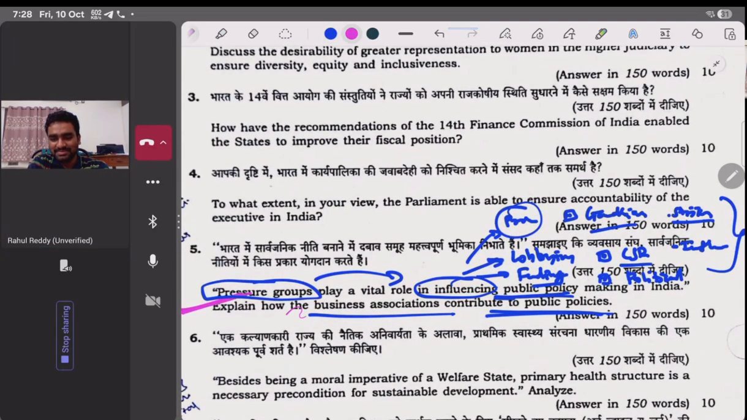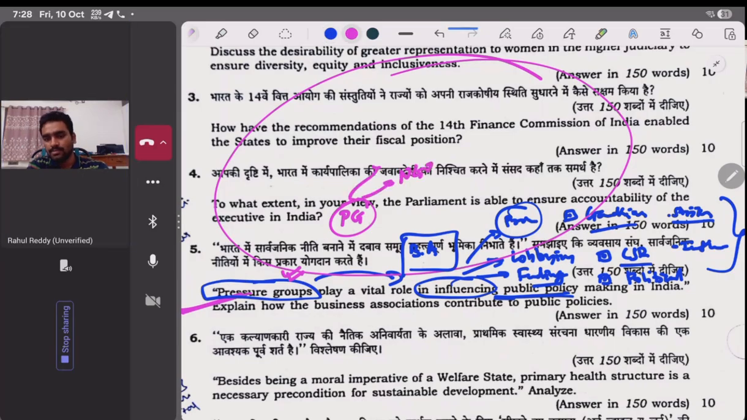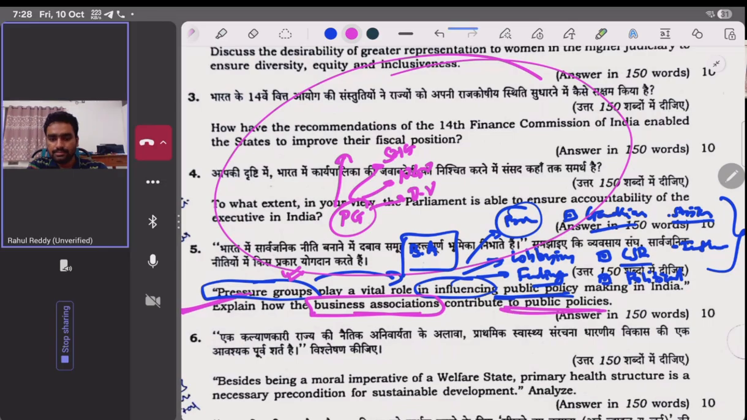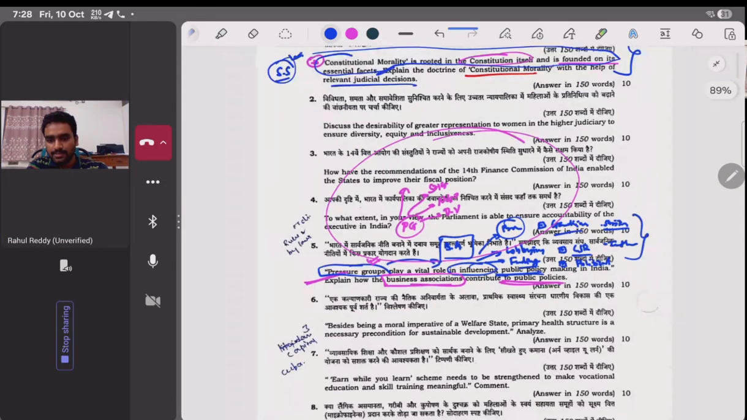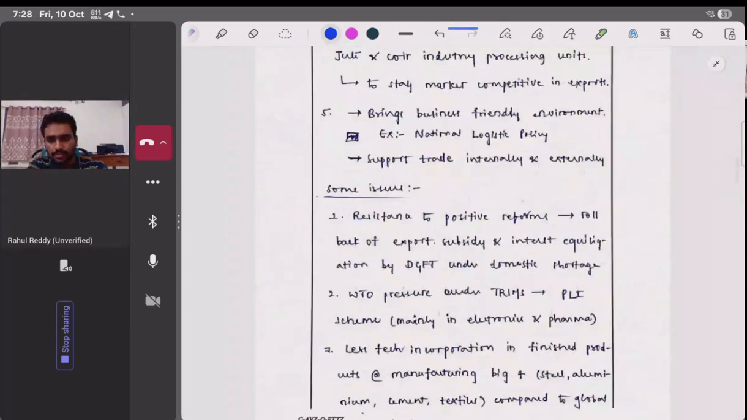Now you have to mention the second part. How the business association contribute to public policies. Pressure group is a wide topic, but here it has been generally asking about business association. Pressure groups include NGOs, self-help groups, development agents. Tomorrow we may create a new organization, it can also be a pressure group, right? But here it has been generally asked about business. So there are two sub parts in the answer, but you have mentioned only the first sub part. So this is something you must look after, right?